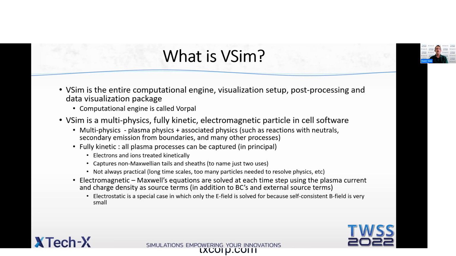Electromagnetic means that we solve Maxwell's equations, Ampere's and Faraday's law, to get the fully self-consistent electric and magnetic field. We do have the capability of doing electrostatic solves in the cases where the magnetic field doesn't play a huge role and the physics is dominated by the electric field.